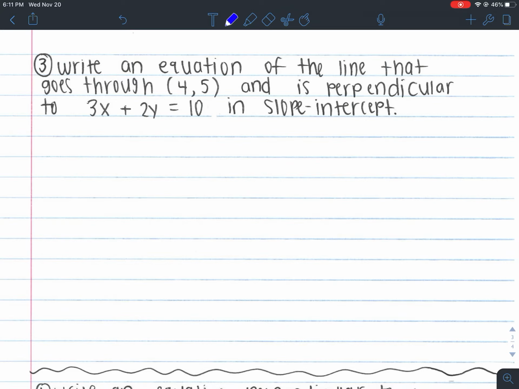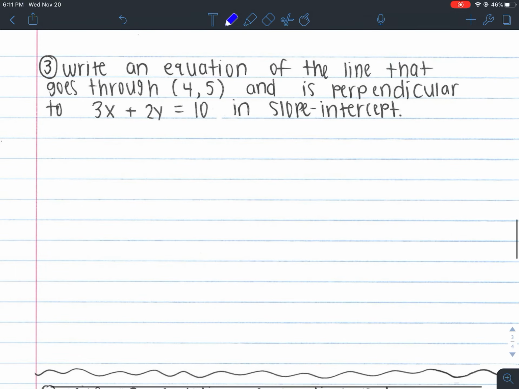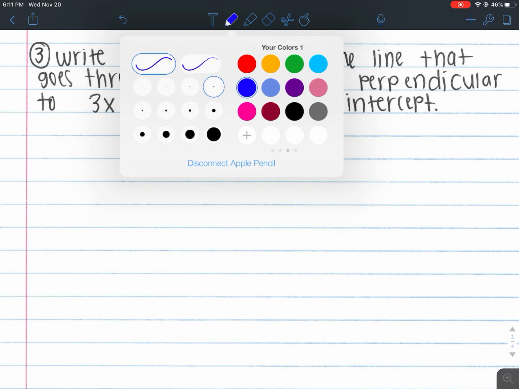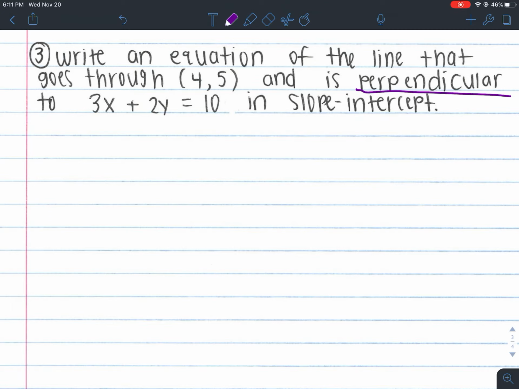Number 3, write an equation of the line that goes through (4, 5) and is perpendicular to 3x plus 2y equals 10 in slope-intercept form. Okay. We know we want it to be perpendicular, right? We know that because it says that there. If it wanted parallel, it would have said parallel. So make sure you don't treat it like a parallel line. Did they give us a point that the equation needs to go through? Yes. It wants us to create an equation that goes through the point (4, 5).